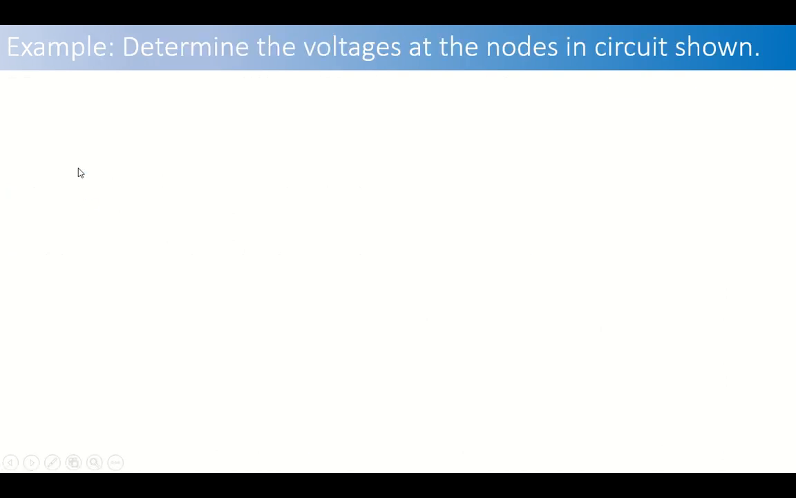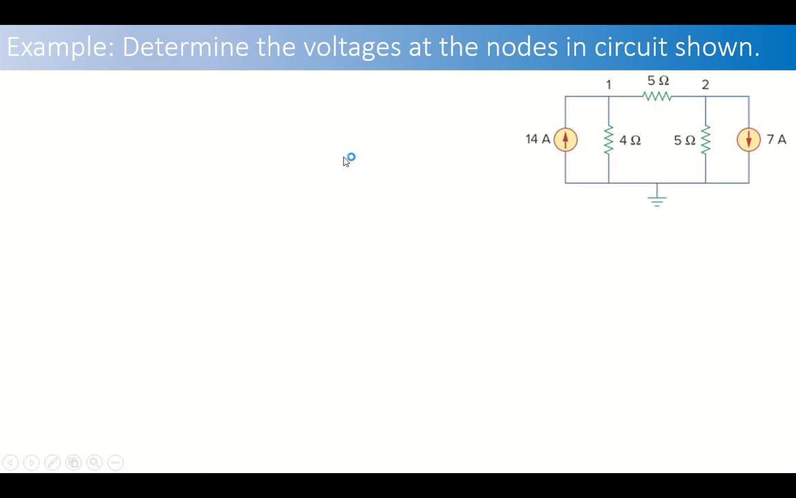So let's see another example. Determine the voltages at the nodes in this circuit. This is a simple circuit. In this circuit, still we have two current sources and three resistances. So again, you can see that this is a ground node, and except the ground node, there are two non-reference nodes. That is node number 1 and node number 2.